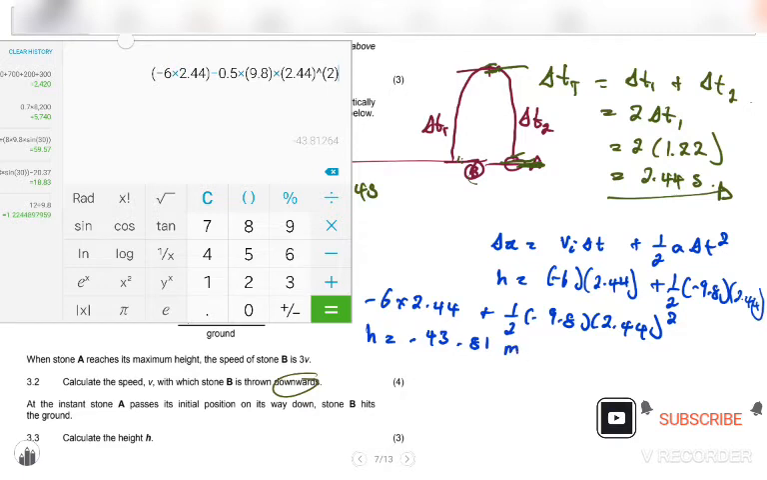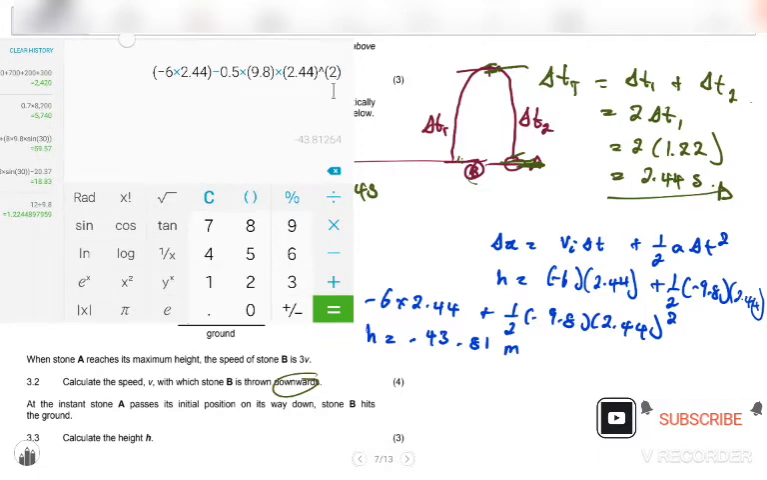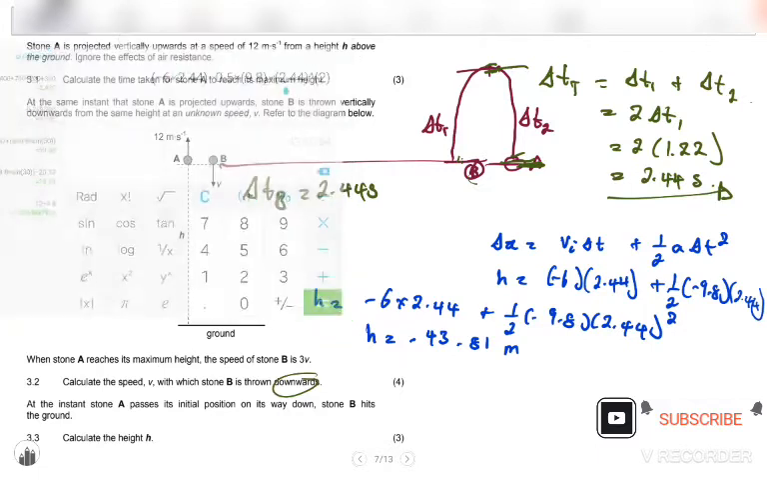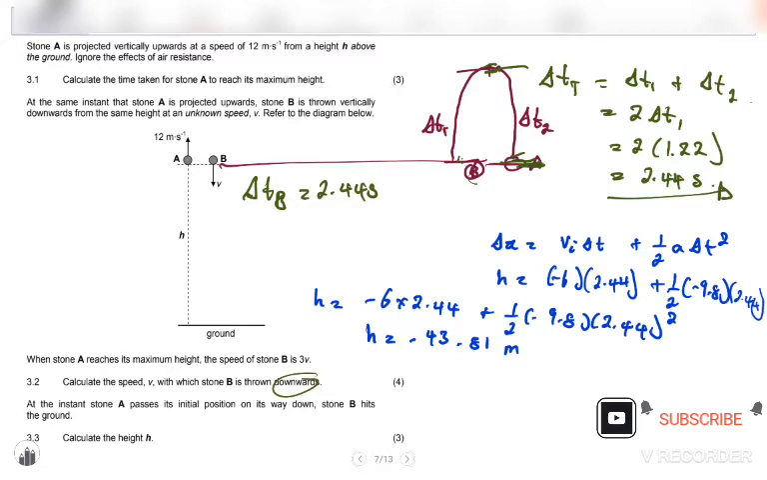43.81 meters. This is because what we were calculating here was a change in displacement, so that's why you got a negative. A distance will never be negative. Since this was a change in displacement, and displacement is a vector, it can be negative or positive because it has a direction. But here height h is not a displacement, it's a distance. So we're going to say height h is just 43.81 meters. Okay, so we're done with this one. Then you collect your marks and you move away.